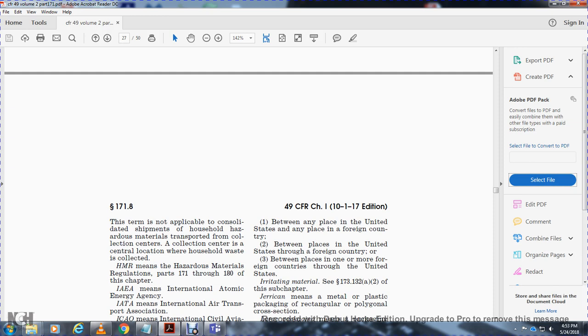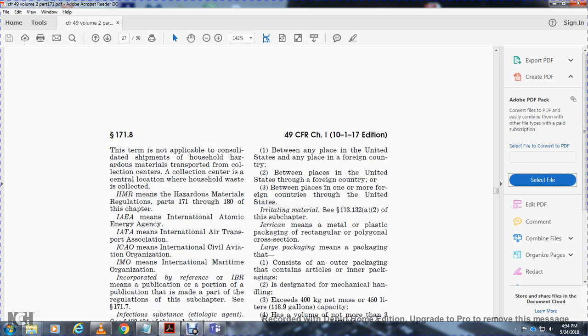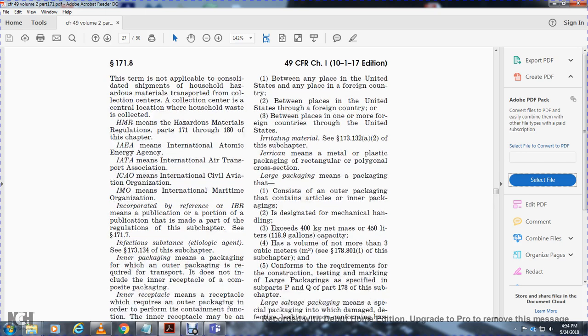The Hazardous Materials Regulations, HMR, are parts 171 through 180 of subchapter C. IAEA, International Atomic Energy Agency. IATA, International Air Transport Association. ICAO, International Civil Aviation Organization. IMO, International Maritime Organization. Incorporated by reference, IBR, is the publication of a portion of a publication made part of the regulation, subchapter C, 171.7. Infectious substance, etiologic agents, 173.134 of the subchapter.